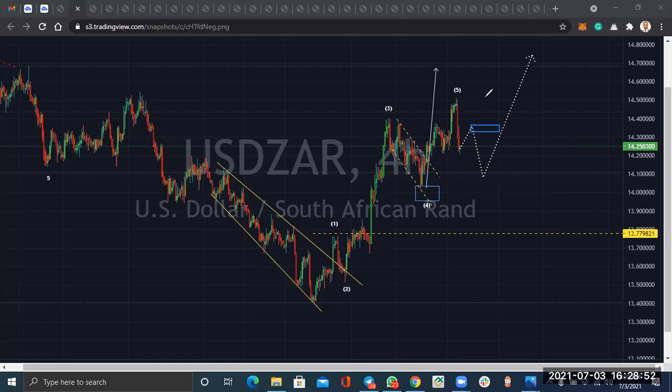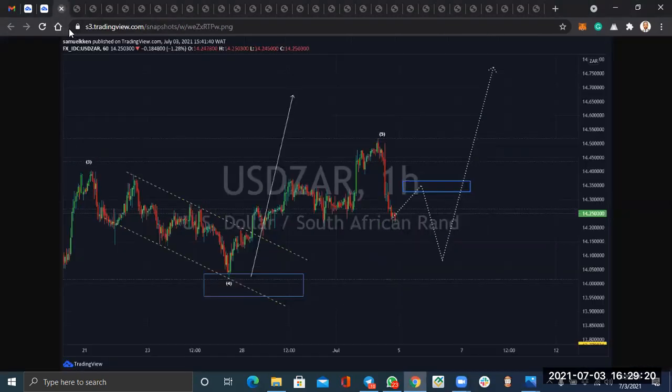Okay. So this might not be 1, 2, 3, 4, 5. This can still be part of wave 3. And if that is the case, maybe this will be a running flat. In any case, I'm just looking for 3 waves pullback. Then I will buy this pair. I want to buy it. I bought it and closed it. I'll buy it again.